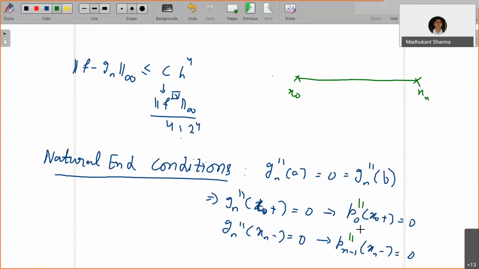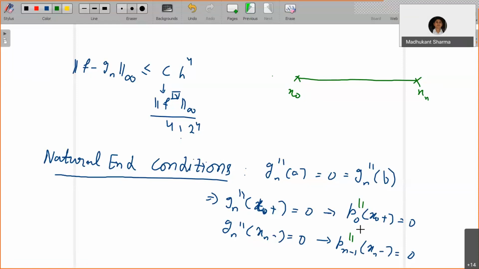But when you wish to have h to the power 4, you wish to go for C2, and you also wish to add natural end conditions, then you may require new conditions. We can leave it at this stage. So we conclude that with the natural end conditions, the order of convergence gets back to h square only, as for linear interpolation. For getting h to the power 4, we should have f dash at a and f dash at b a priori, and interpolate those values as well in the interpolating polynomial.